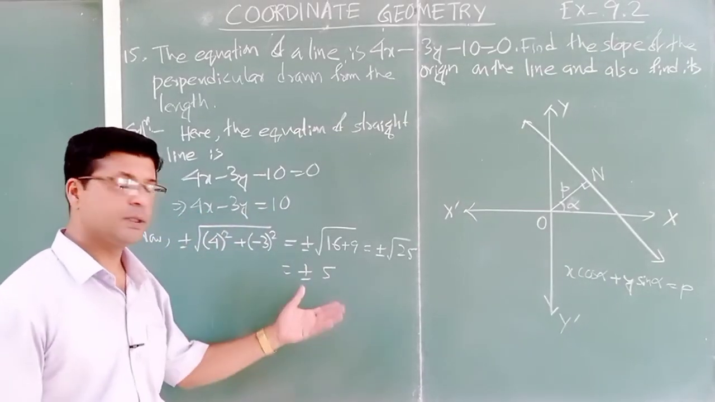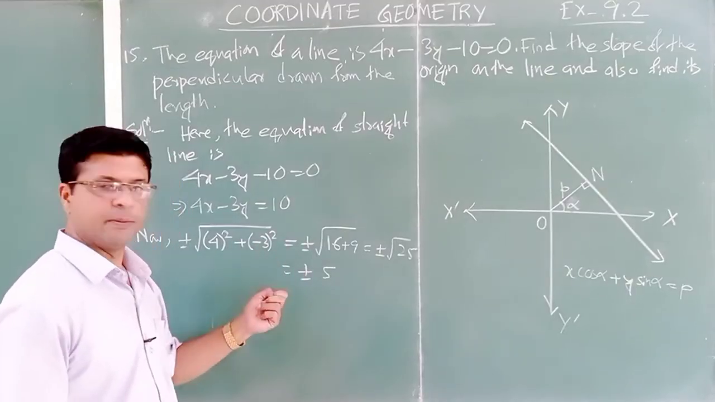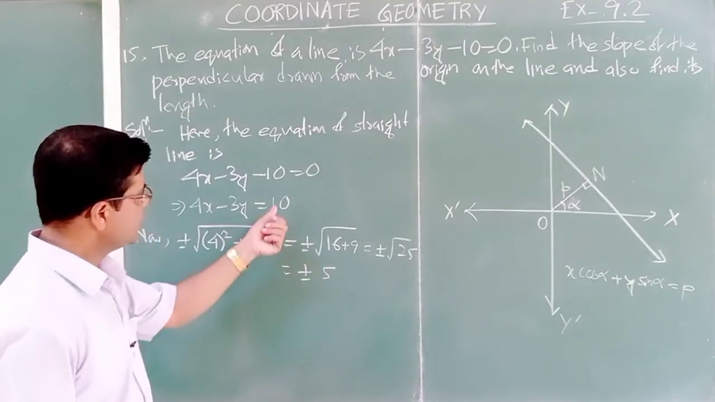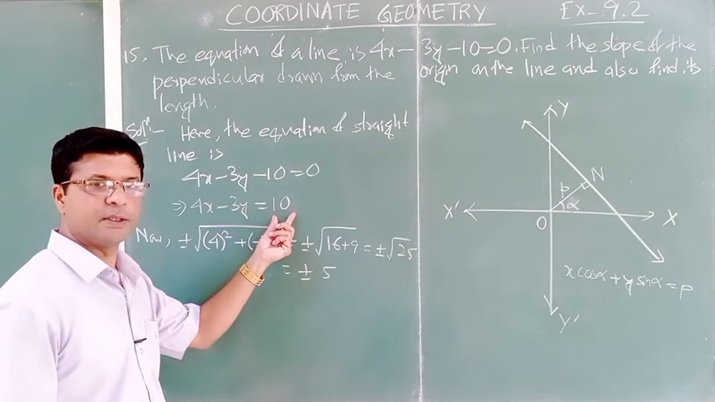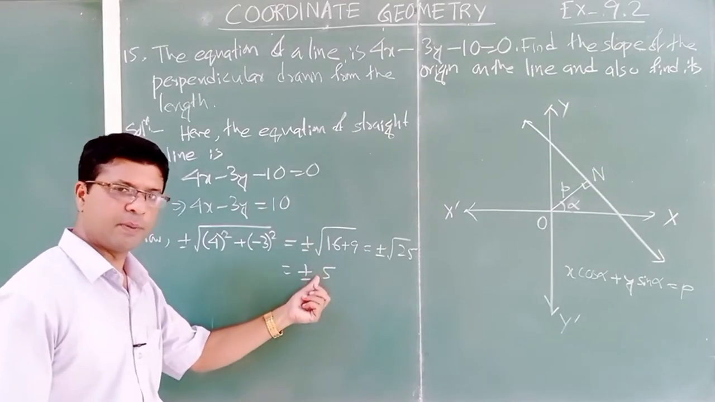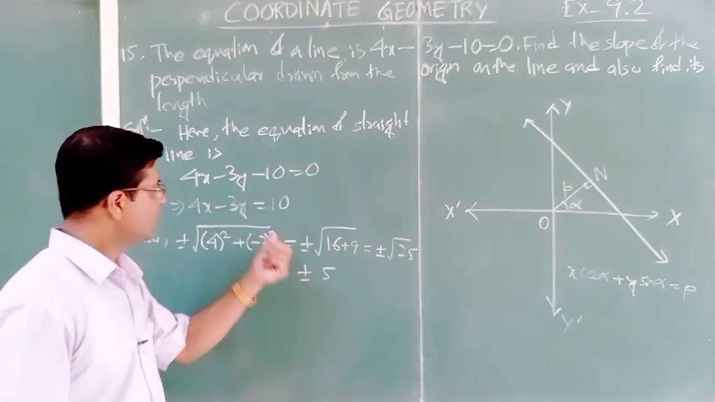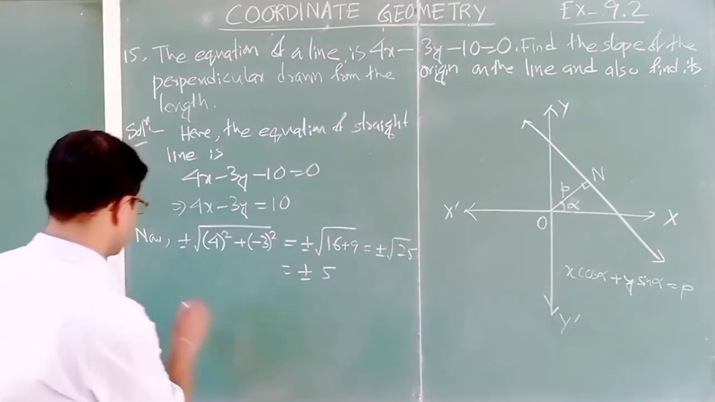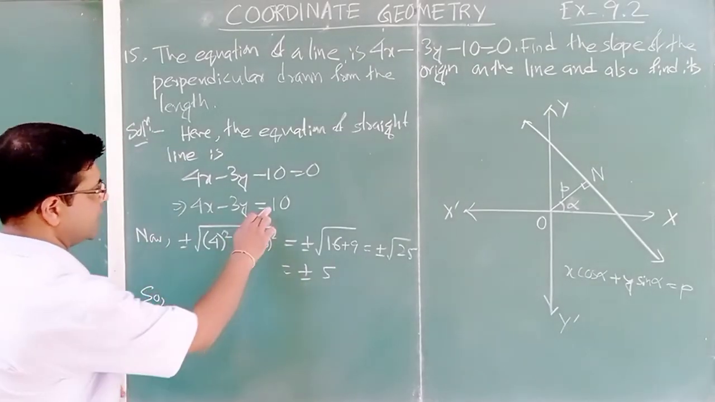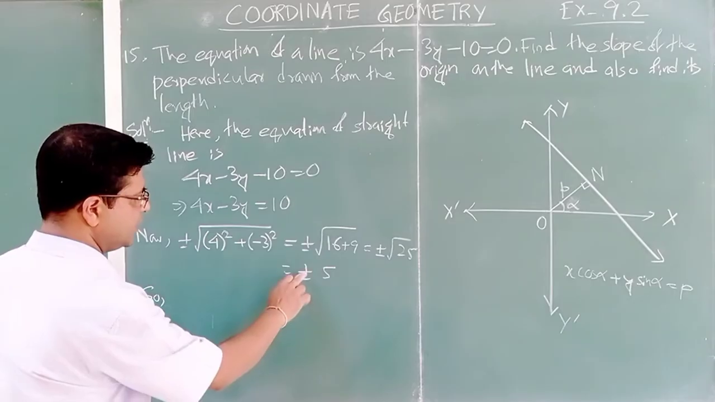Now the question is, by which integer we should divide, plus 5 or minus 5? You have to see the sign of this. If it is plus, we have to divide by plus 5. If it is minus, we have to divide both the sides by minus 5. So here as it is positive or plus, we shall divide by plus 5.